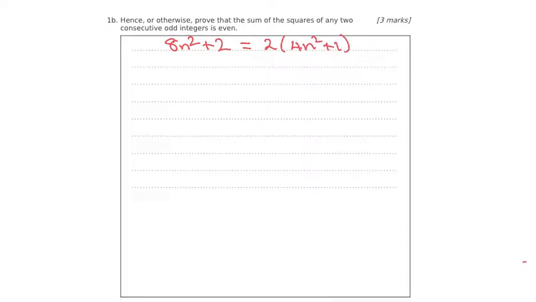Well, the right-hand side is now a factor of 2. Therefore, the right-hand side is even. Therefore, proved.